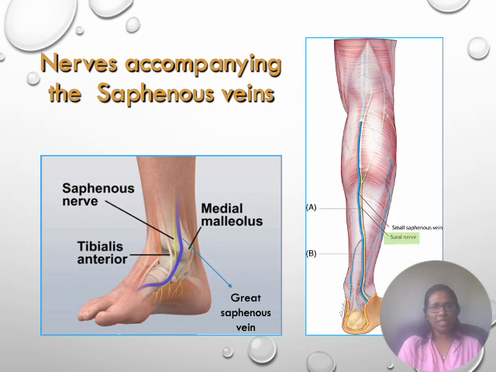Now why are we learning about this is because of an important applied aspect in relation to this one. So it will come back to us. Just remember the nerve which is accompanying the great saphenous vein in the leg and around the medial malleolus is the saphenous nerve, and the nerve which is accompanying the small saphenous vein is the sural nerve.